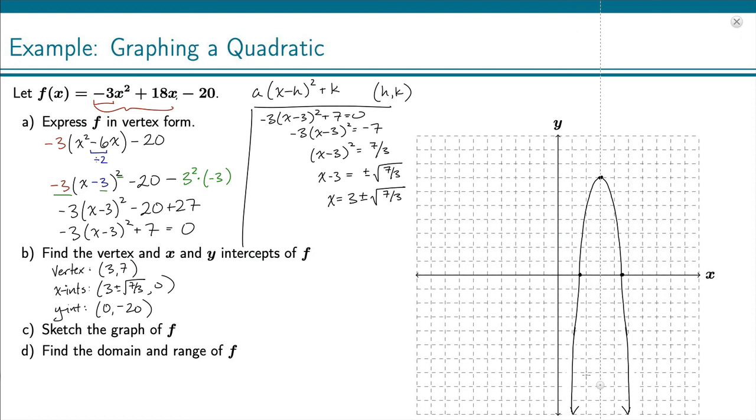And then we want our domain and range. The domain for any quadratic is all real numbers, and for the range, we can look at our picture and see that the range is all the possible outputs, our y values. We go all the way up to 7, and we have everything up to 7 and down forever to negative infinity. So our range is negative infinity up to 7.